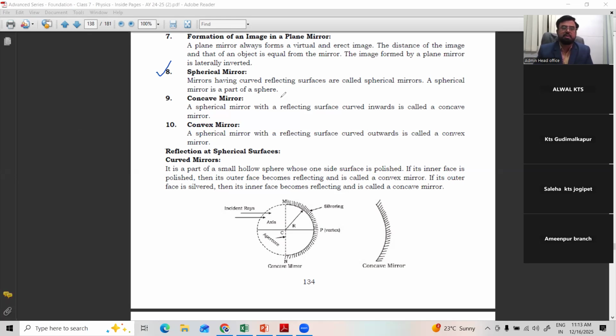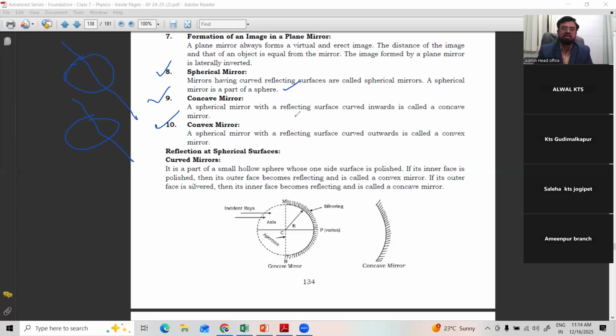So a spherical mirror is a part of a sphere. Suppose this is a sphere. If you cut this into two parts, you get two curved surfaces, two spherical mirrors. Right? From the sphere, when the sphere is cut into two equal parts, this is one kind of mirror and this is the other kind. That is, one is bulged outside, one is hollow inside. So the two pieces act as two different types of mirrors. One is called concave mirror, the other is called convex mirror.